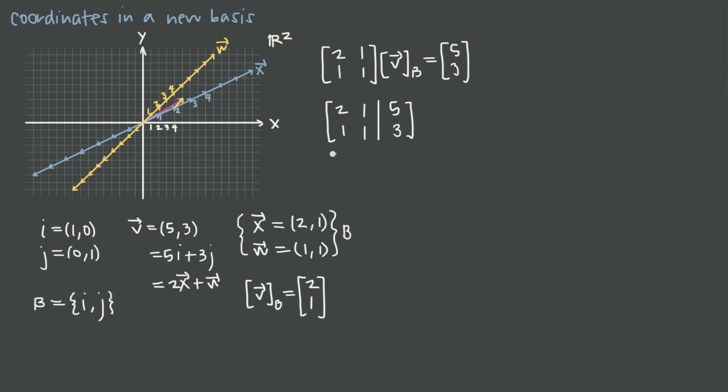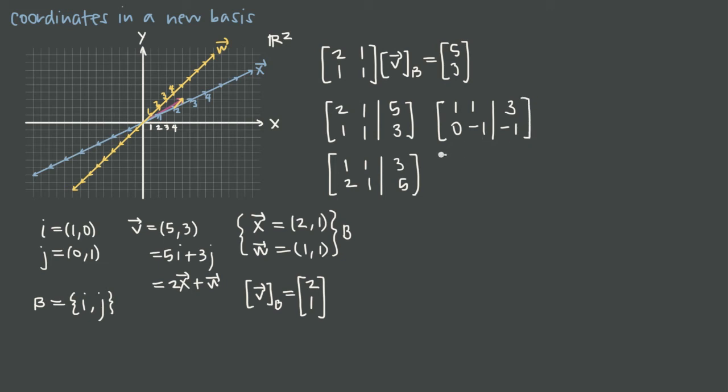So let's go ahead and swap the first and second rows. So 1, 1, 3, and then 2, 1, 5. And then from here, we'll subtract 2 of the first row from the second row. So the first row will stay the same, 1, 1, 3. And then here, we'll get 2 minus 2 times 1 is 0. 1 minus 2 times 1 is a negative 1. And 5 minus 2 times 3 is a negative 1.